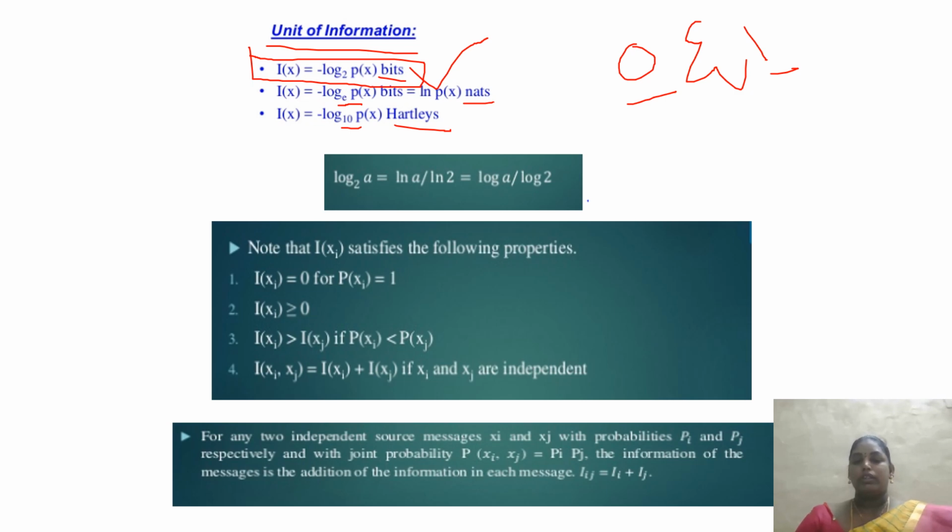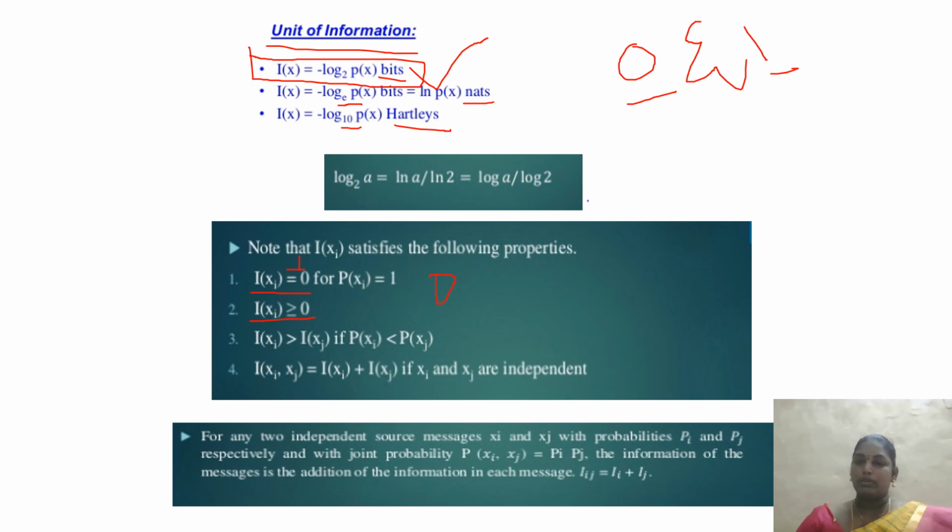Then we need to know certain properties of information. Already we said that if the probability is high, then the information will be low. If the probability is low, then the information content will be high. That is, if the probability is high, the information conveyed will be low, and if the probability is low, the information content will be high. Also, the information should always be greater than or equal to 0. It will never be a negative information.